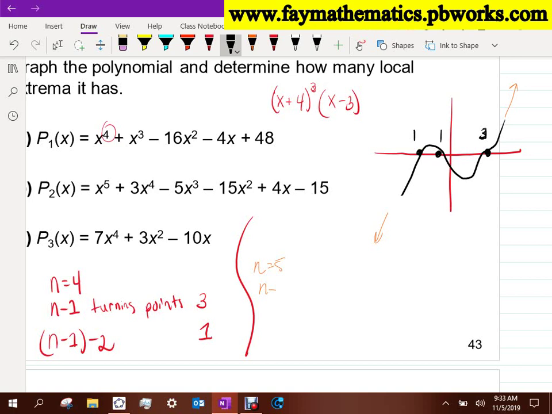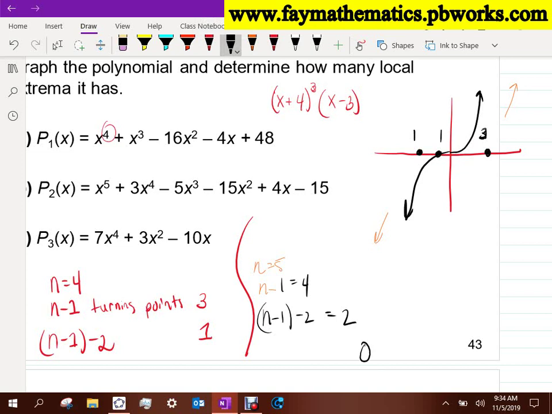So we had n minus 1 was okay. We could have 4. We couldn't have 3, but we could have n minus 1 minus 2, which gave me 2, right? What about this? If I graph just x to the fifth all by itself, doesn't it look something like that? How many extrema do you have there?